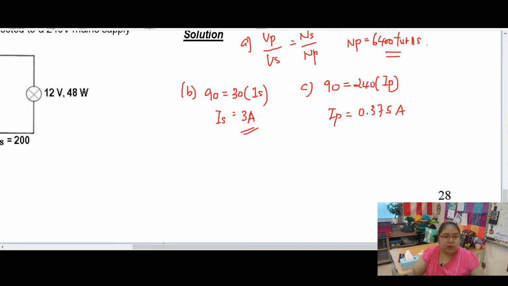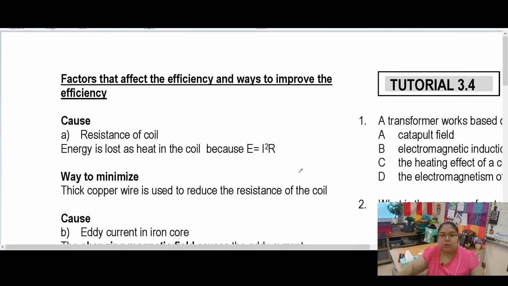No problem, is it? Then we go to the last part. The last part is the factors that affect efficiency and also the ways to improve efficiency. So we need to know why the transformer loses energy, so the efficiency drops. Then you also need to find out how to reduce the energy loss through the transformer.